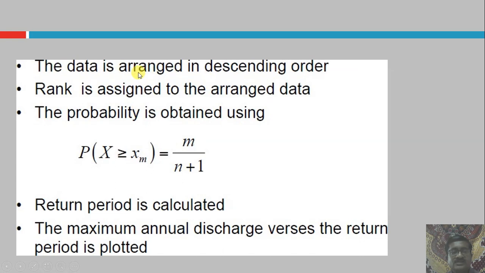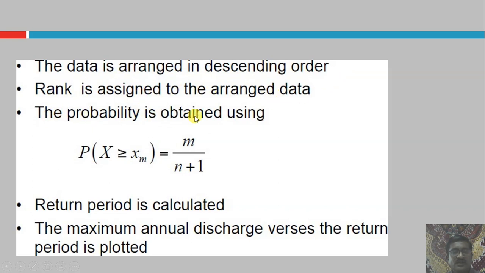The data is arranged in descending order. The rank is assigned to the arranged data. So these are the important requisites of this statistical method, or Weibull method. So data is arranged in descending order. Please remember all these things. Rank is assigned to the arranged data.